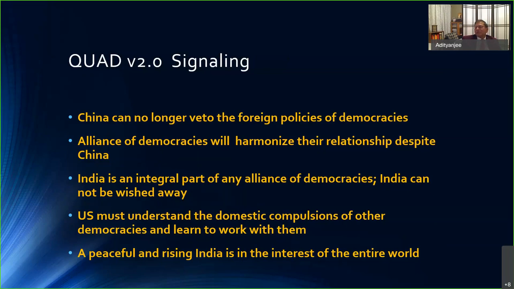The next message is that US must understand the domestic compulsions of the other democracies and learn to work with them so that this experiment is a success. And last signal is that a peaceful and rising India is in the interest of the entire world.